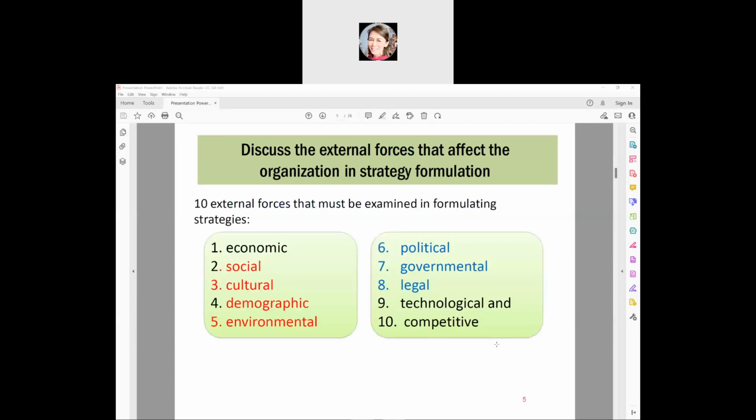This is the external forces that affect the organization. So the question here is, what are the factors that affect the organization? Again, what are the factors that affect the organization? To find out the possible answers to this question, a firm needs to perform an external audit.